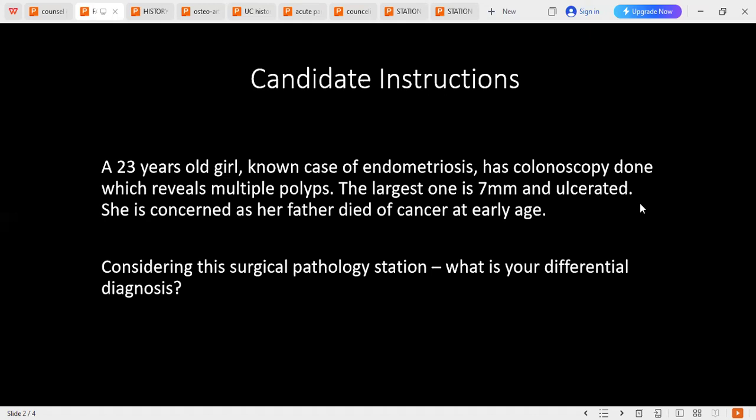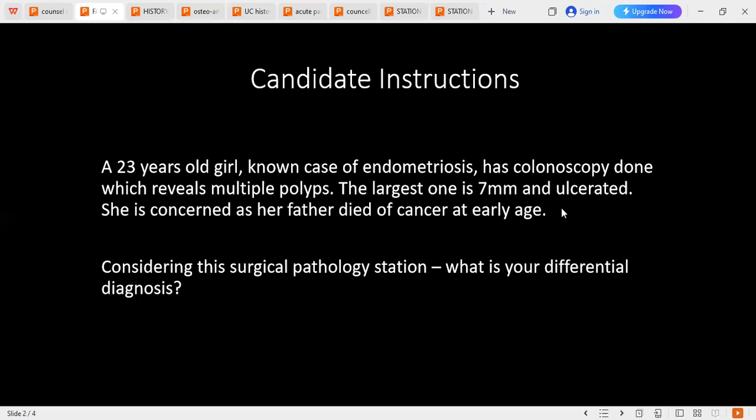What investigation would you ask? Taking history, examination, and the investigations. It includes colonoscopy. Here, colonoscopy was done, and multiple polyps were found. So the most likely diagnosis is familial adenomatous polyposis.